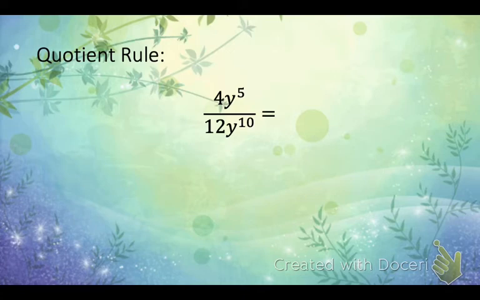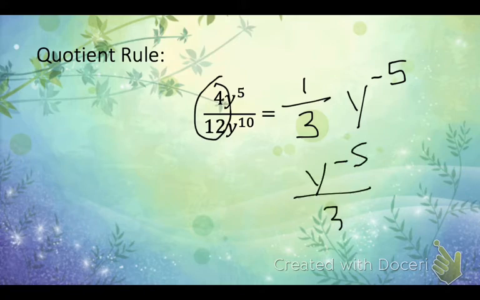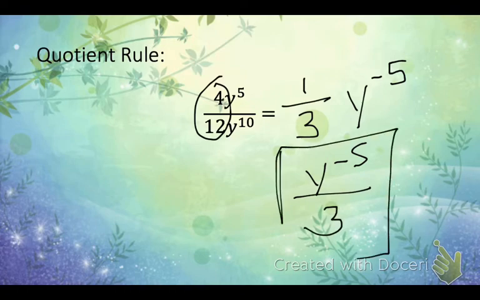Next is the quotient rule, which is the opposite. We keep the base and subtract the exponents. Again, if I have coefficients, we need to simplify them first. So 4 divided by 12 simplifies to 1/3. Okay? Then I would keep the y and subtract 5 minus 10, which is -5. Right now, we're just going to leave it like that. However, it's more proper to write it as just one fraction, and so we would multiply straight across and we get y to the -5th over 3. And I know this isn't proper because we have the negative, but we haven't talked about that yet, so I'm going to leave it like this. Okay?